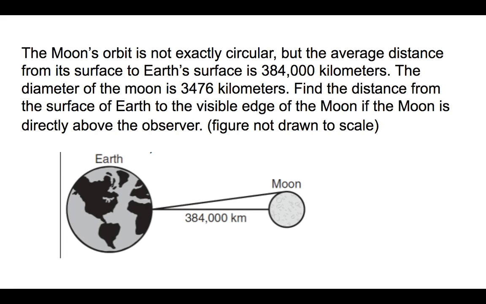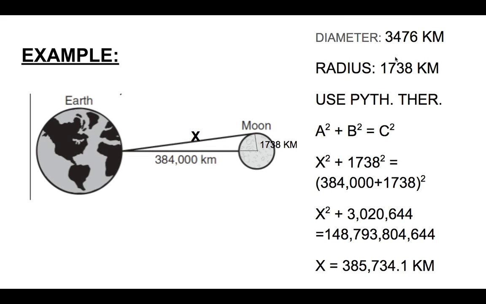So I'm given that the diameter is 3,476 kilometers. Remember, diameter describes the whole distance going from one end of your circle, passing through the center of your circle, and then touching the other end. Okay, so for that diameter, we want to find the radius for this problem. Remember, the radius is half the diameter. So I'm going to take half of that diameter, and that's going to give me 1738 kilometers.